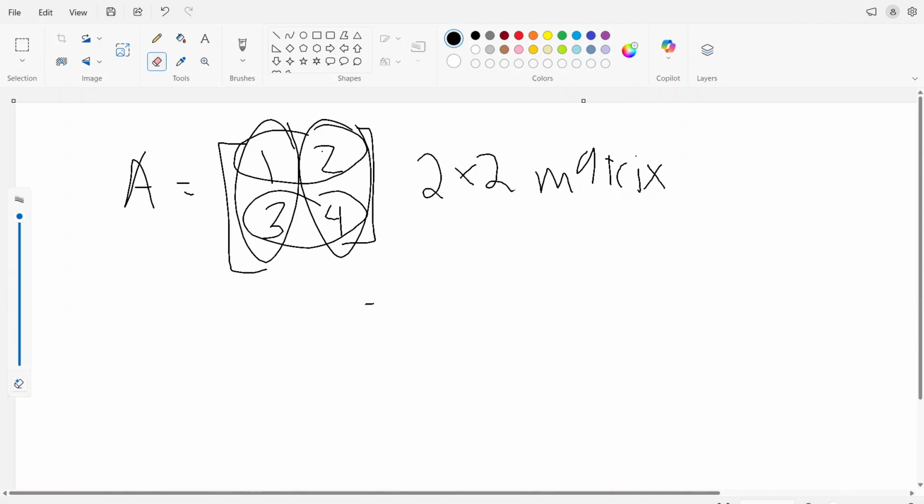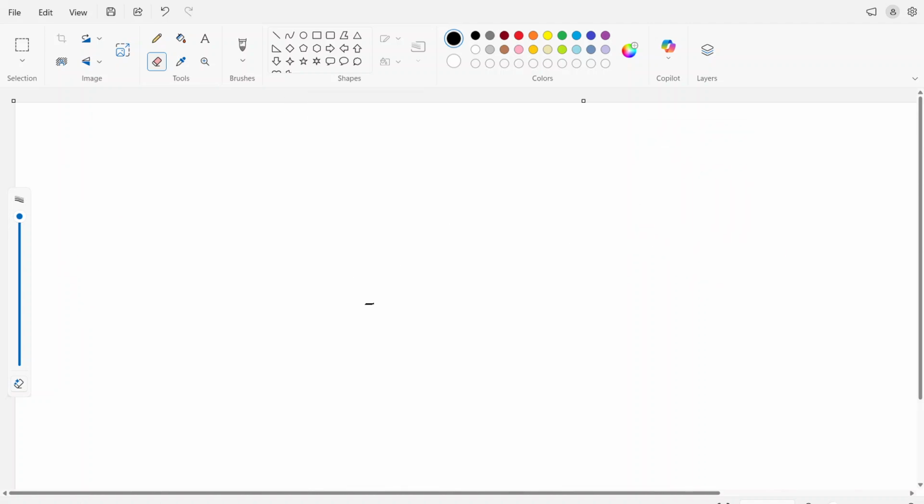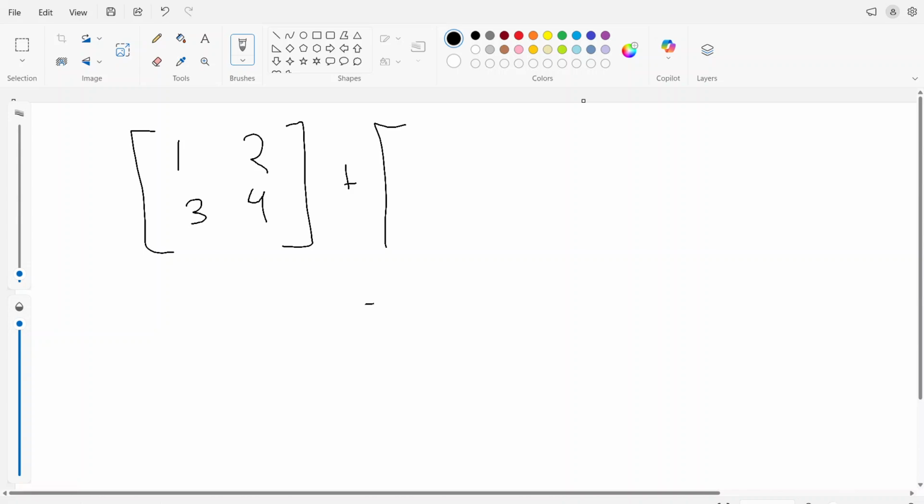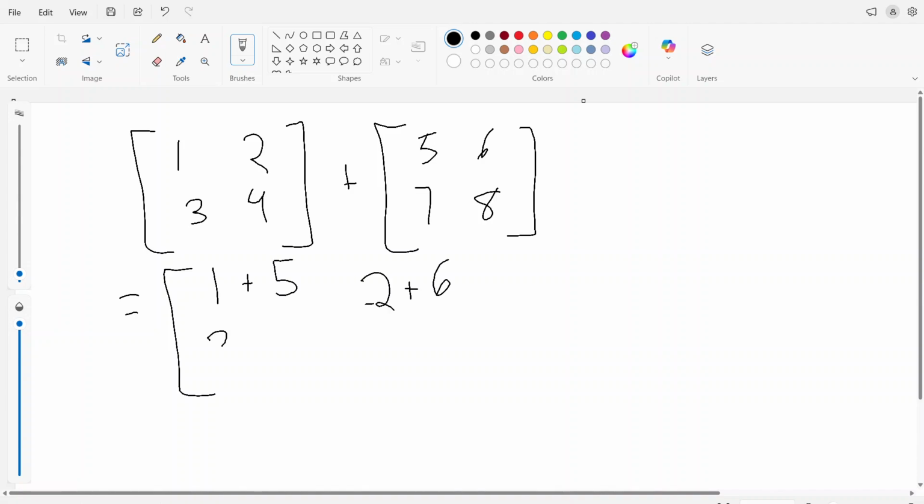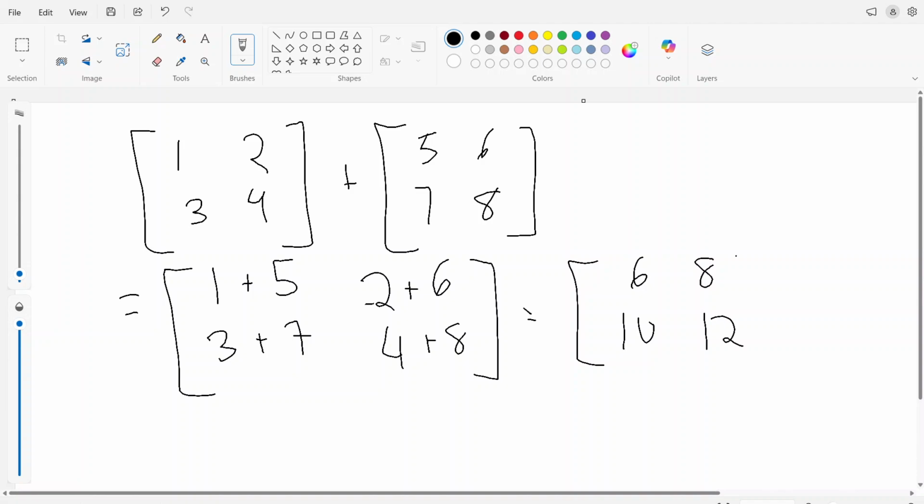Now, the sixth thing I want to go over is matrix addition. You can only add matrices with the same size, remember that. If they're different sizes, we cannot add them. An example would be 1, 2, 3, 4 plus 5, 6, 7, 8 that we've previously looked at. We add all the matching positions: 1 plus 5, 2 plus 6, 3 plus 7, 4 plus 8, which would then become 6, 8, 10, and 12. So that is matrix addition.